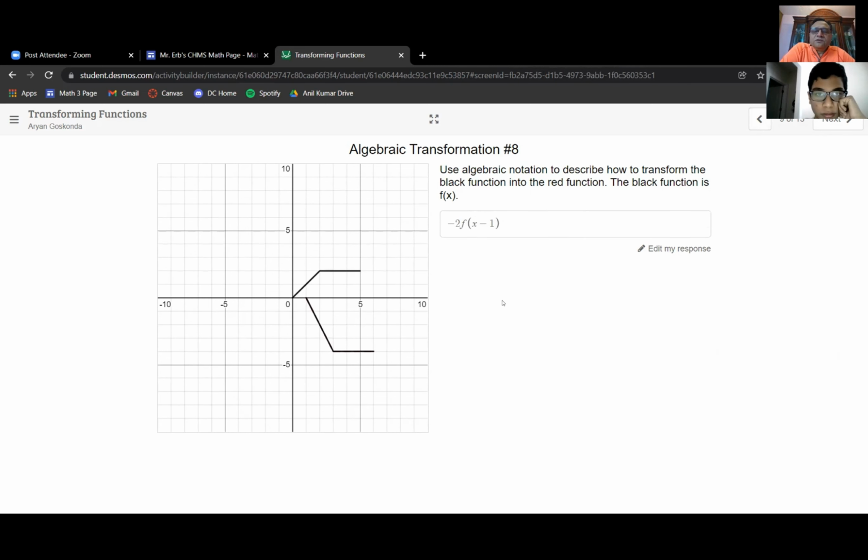So a combination of stretches with translations. Correct. And then the reflection over the x-axis. Perfect, minus 2. Okay, that's basically it.